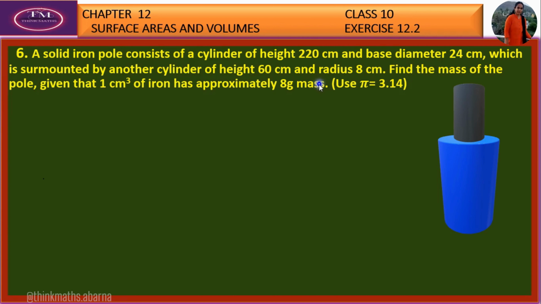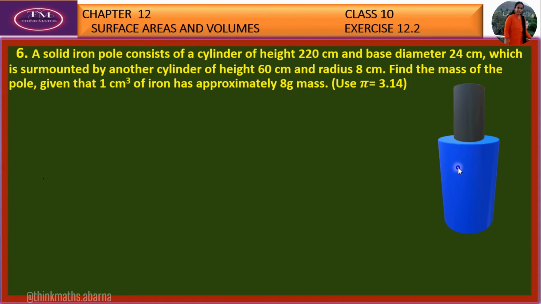So here what is given? There is an iron pole. How is this iron pole formed? By a cylinder. So there is a big cylinder and a small cylinder. So this is the iron pole. The dimensions of the cylinders are given. We have to find out the mass of the pole, so what weight it occupies. Now we have to find out the volume of the big cylinder and the small cylinder.